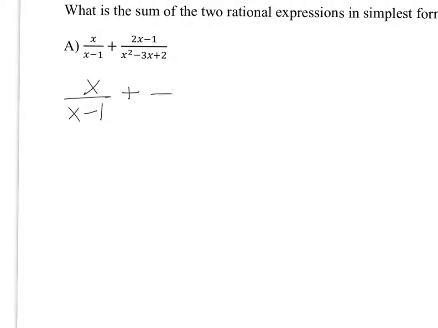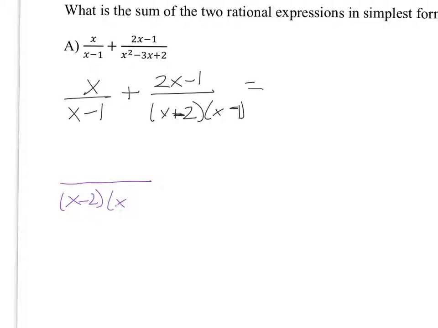Then I have adding. On top, I can't factor anything out there. On bottom, this becomes x minus 2 and x minus 1. You want to figure out what your least common multiple is. So my least common multiple will be x minus 2 times x minus 1. So that has to be the exact same on both top and bottom. You have to find your least common multiple, your common denominator, basically.